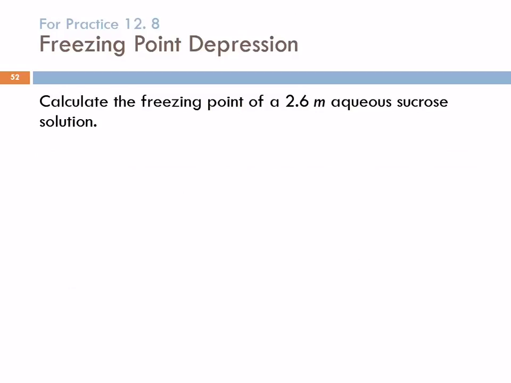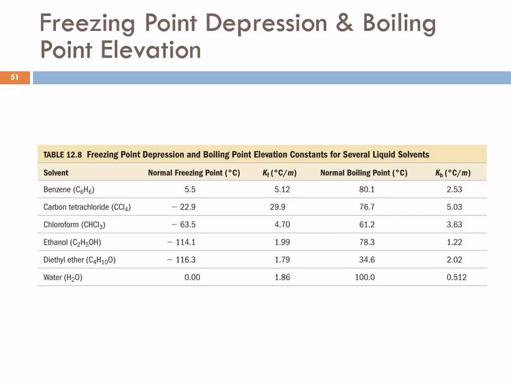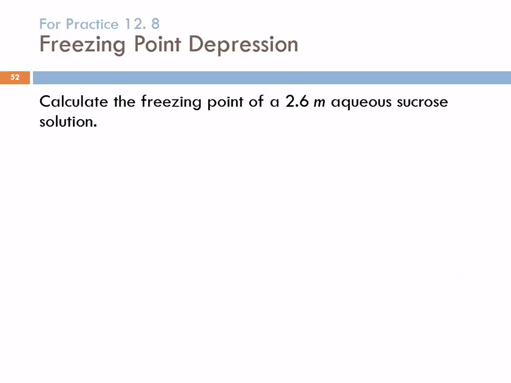So let's calculate the freezing point of a 2.6 molal aqueous sucrose solution. We need the freezing point depression constant and the normal freezing point for the solvent. This is an aqueous solution, so the solvent is water. I'm going to go back to this table. Here's water. The normal freezing point is 0, and Kf is 1.86 degrees Celsius per molal.